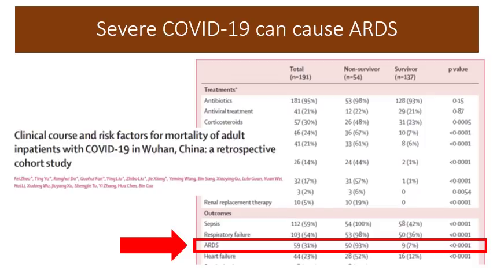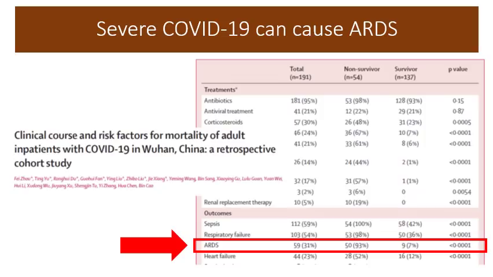So this table that I'm showing you is from a paper that just came out by Zhu and colleagues from China. The title of the paper was Clinical Course and Risk Factors for Mortality of Adult Inpatients. Remember, these are only inpatients, so admitted people with COVID-19 in Wuhan, China, where the pandemic started. And this was a retrospective cohort study.